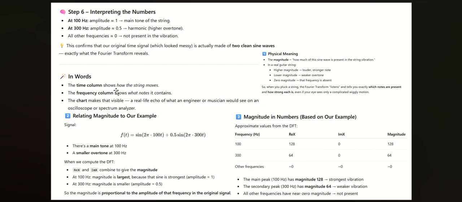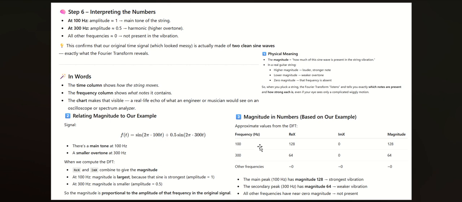The time column shows how the string moves. The frequency column shows what notes it contains. So the signal has a main note of 100 hertz and a smaller overtone at 300. With the discrete Fourier transform, the real part and imaginary part combine to give the magnitude. At 100 hertz the magnitude is largest because that sine is strongest, amplitude 1, and at 300 the magnitude is smaller, amplitude 0.5. So the magnitude is proportional to the amplitude of the frequency in the original signal.